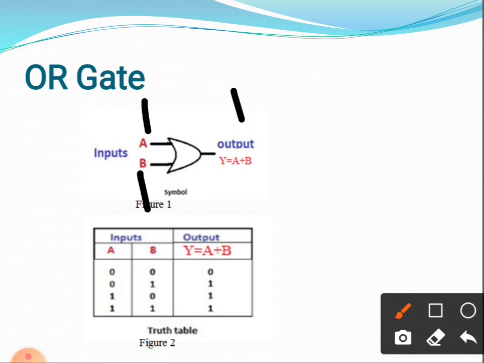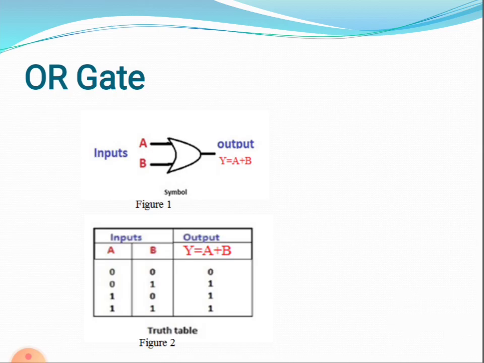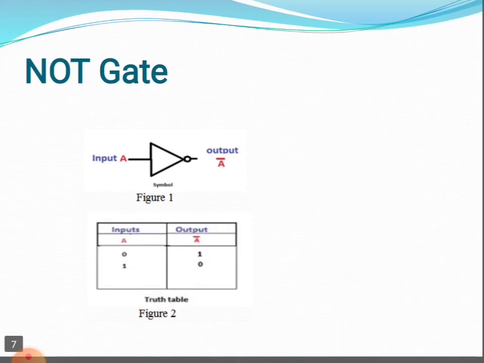This is the OR gate truth table, and this is the logical equation: Y = A + B, which is read as Y equals A or B. NOT gate.